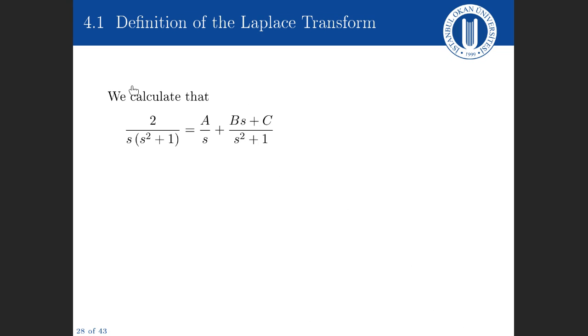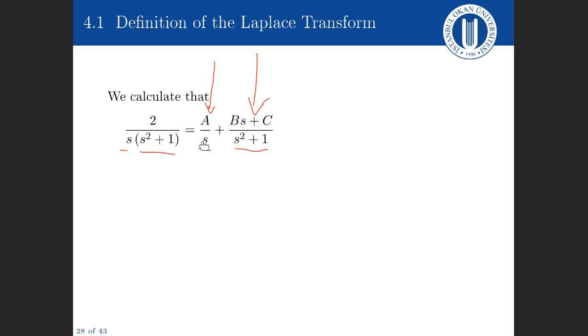This should be revision for you from your first year calculus, but let me explain the method. I have an s and an s squared plus 1 on the bottom. I want to write this as something over s plus something over s squared plus 1. And what is the something on the top? The something on the top is always a polynomial of degree 1 less than the function on the bottom.